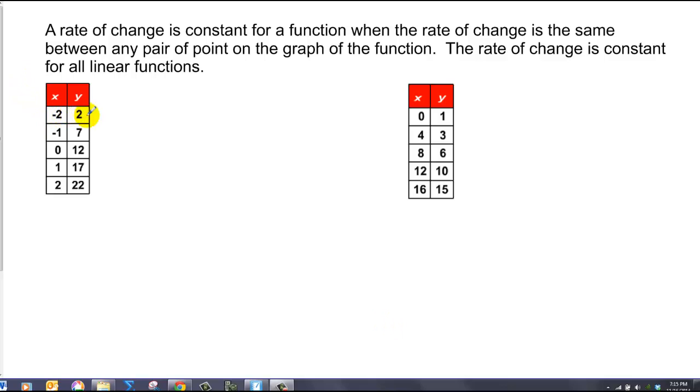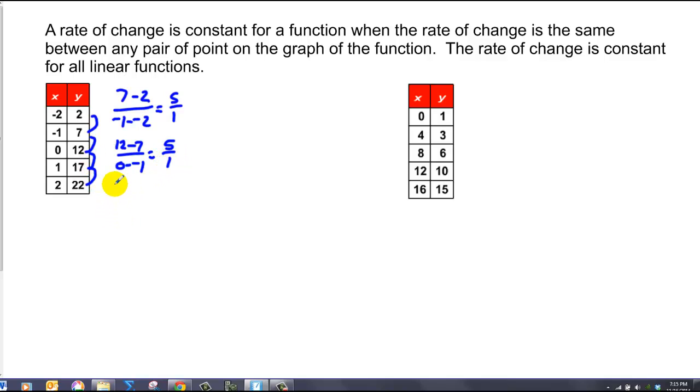So here we have a set of points, some x and y, in two cases, and we're going to see if these are the points of a linear function by checking their slopes. So I'm going to check between each pair of points for each function. So let's do the first set. We have 7 minus 2 over negative 1 minus negative 2, which ends up being 5 over 1. Second set of points is 12 minus 7 over 0 minus negative 1, which is, once again, 5 over 1. So far, so good.